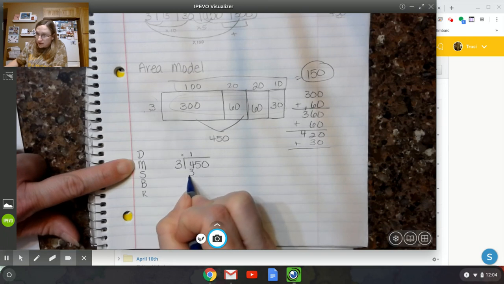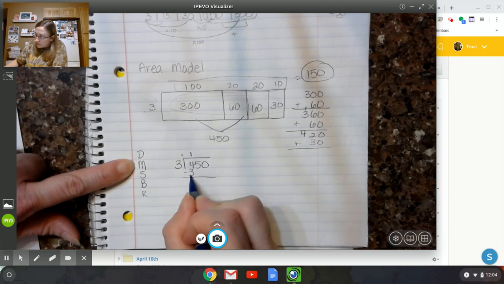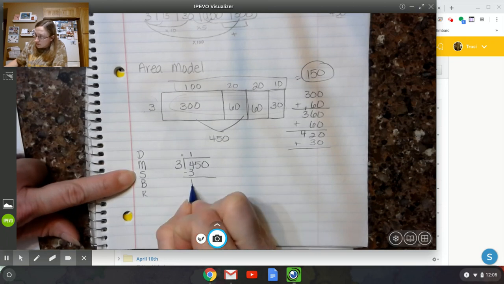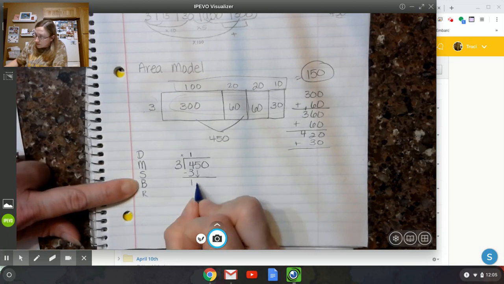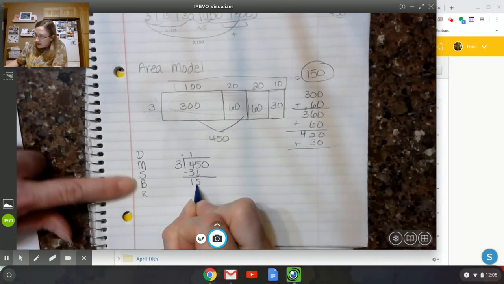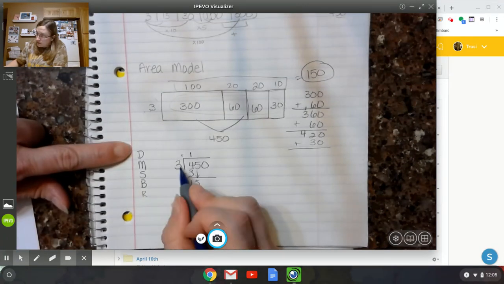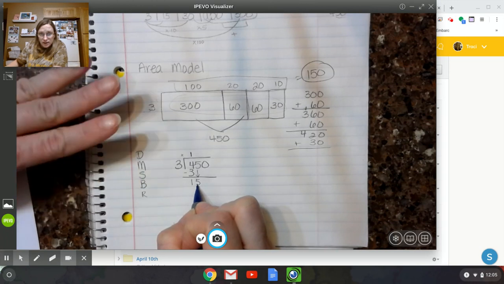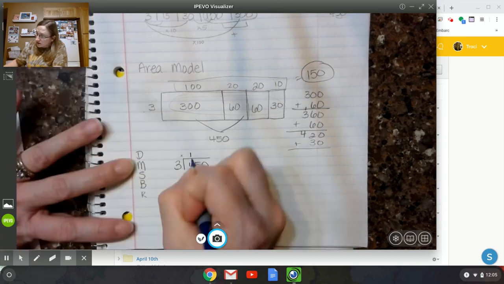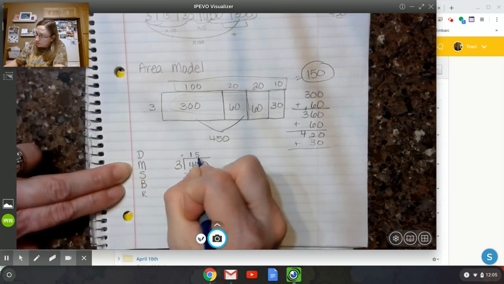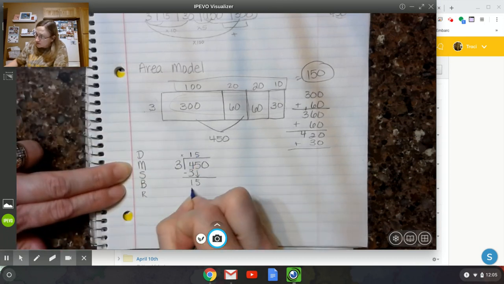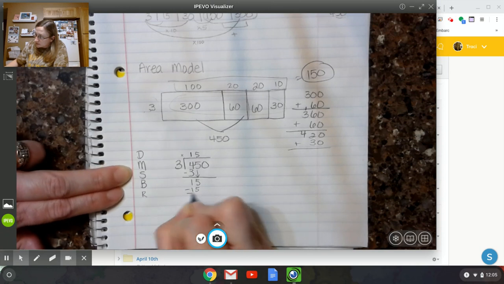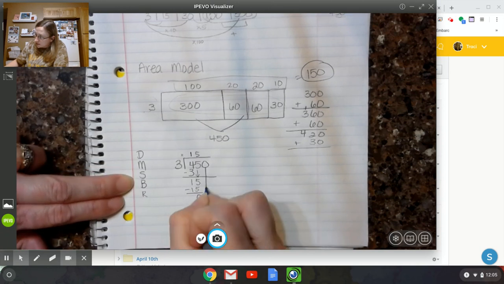And lining things up is super important. 4 minus 3 is 1. And I bring down one number at a time. And then I go back to the top. 3 divided into 15. How many 3's fit into 15? 3, 6, 9, 12, 15. 5 of them. So my 5 comes up top. 5 times 3 is 15. I subtract. I bring down my 0.